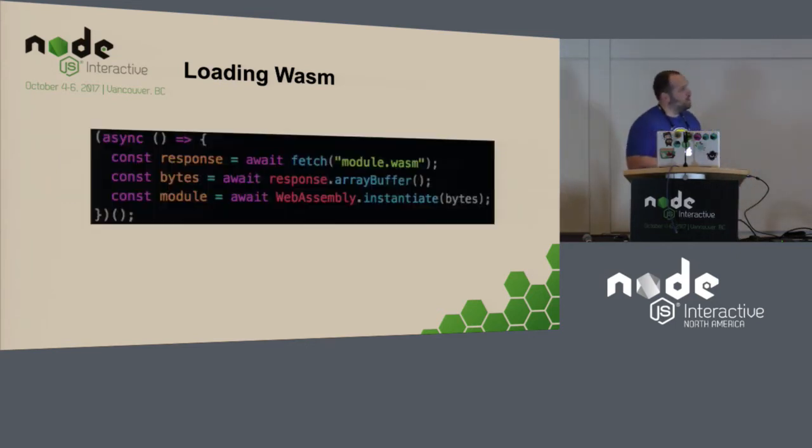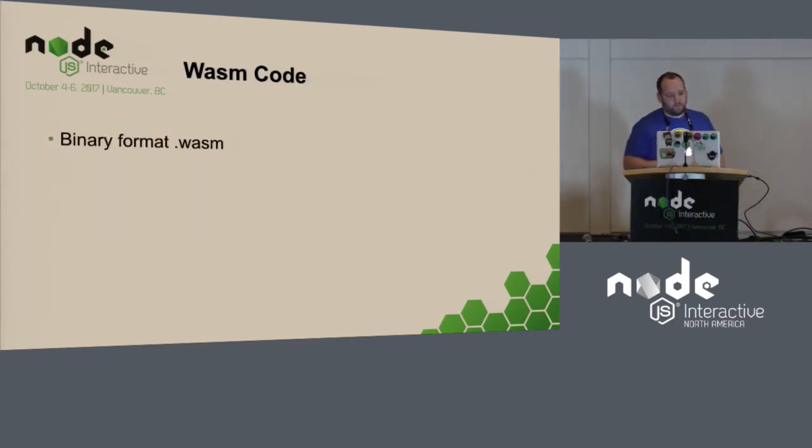So what does that look like? Well, it can look like this. We'll go ahead and fetch the module from the network. That's our module.wasm. This is a binary file that we're fetching from the network. We get a response, and then we turn that into an array buffer. So now we have bytes. Now you can use this WebAssembly object. It's just a global, call instantiate on it, and pass in the bytes. And then we get a reference to a module. So this is just JavaScript. And now we have a reference to that WebAssembly module, and we can do things with it.